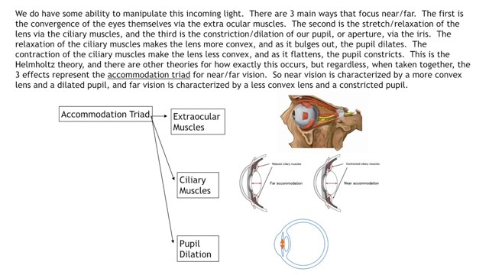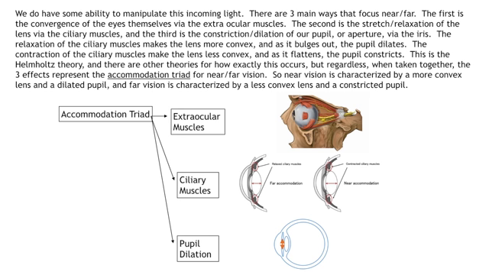We do have some ability to manipulate this incoming light, so it's not a purely lens system. There are three main ways that we focus near and far. The first is the convergence of the eyes themselves via the extraocular muscles. The second is the stretch and relaxation of the lens via the ciliary muscles. And the third is the constriction and dilation of our pupil or aperture via the iris.